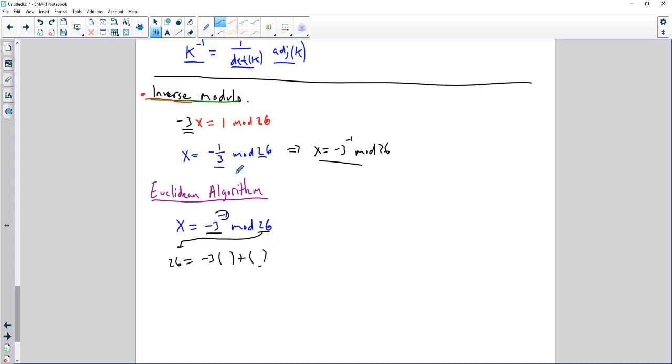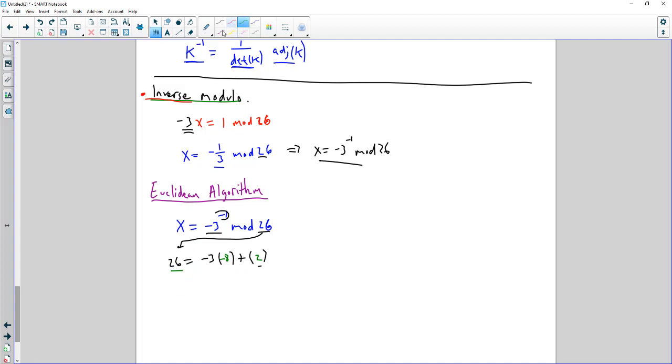Okay, which is like the remainder here. So if I think about that, what can I multiply -3 by and not go over 26? I'm thinking that's probably going to be -8, because -8 times -3 is 24. So this will be 24, and then if I add 2 to it, this will give me the 26.